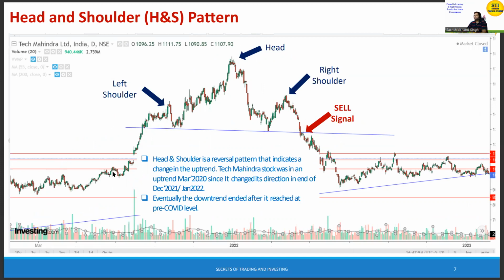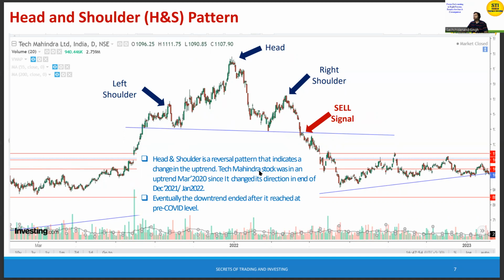So the first concept is called head and shoulder, the HNS chart pattern, and here is how it looks. If you look at this chart, this is the example of Tech Mahindra. From the left-hand side, it is moving up and up, and after a certain point of time, it has reversed and the stock started falling.